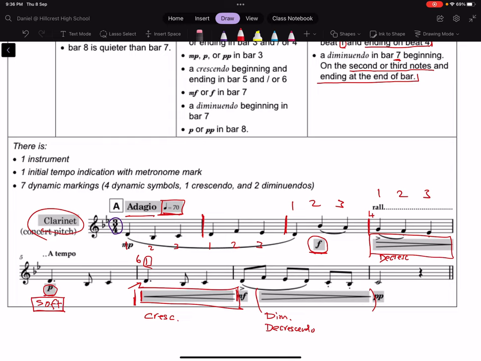Okay, so rhythm reading, I think it's most crucial. Okay, we'll see you next time.